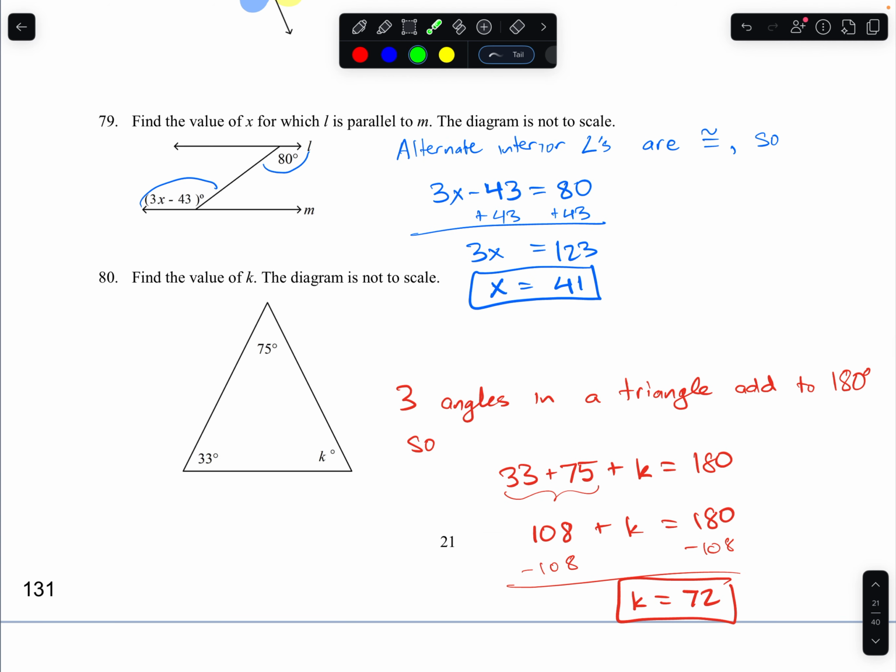79, we have alternate interior angles. Those are congruent. So set those equal to each other, solve for x. We should get 41.